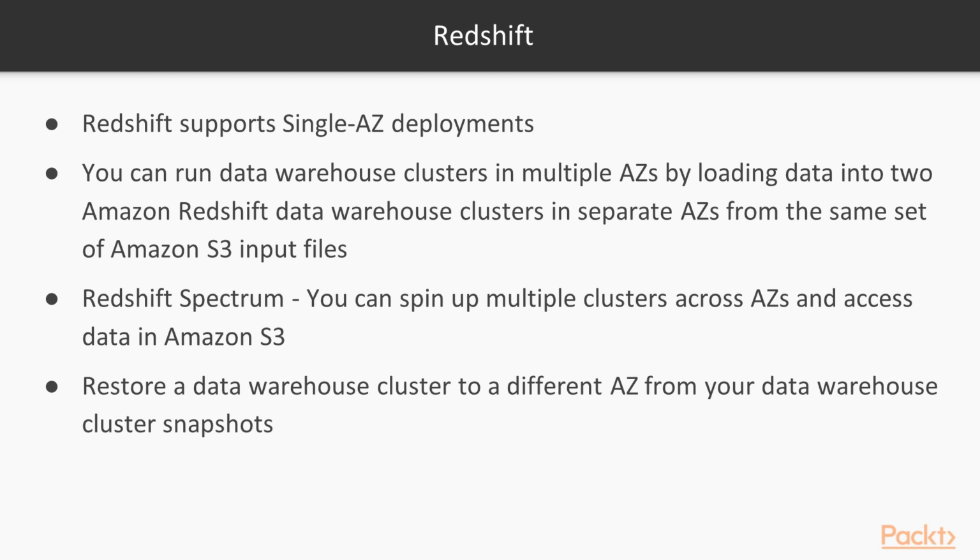Another option is to use a new feature called Redshift Spectrum, something we're going to be exploring in the next section, where you can spin up multiple clusters across AZs and access data in Amazon S3 without actually having to load the data into your cluster at all. And this is really where Amazon are going with the next generation of data processing, an environment where you don't need to even think about the servers that are supporting your application or your use case. And again, we'll explore that a little bit more in the next section.